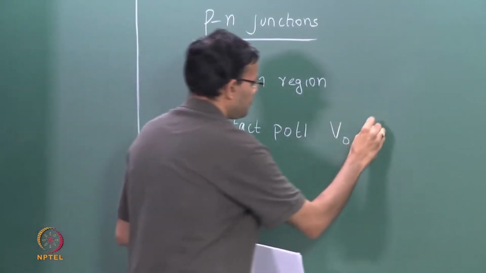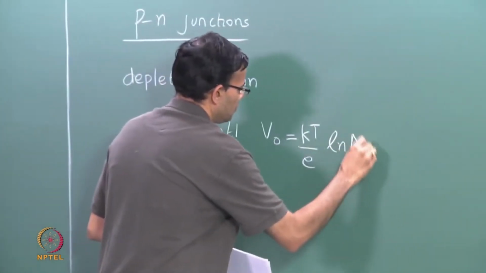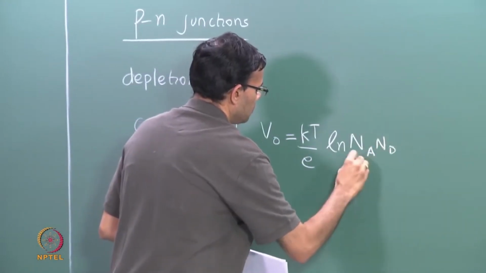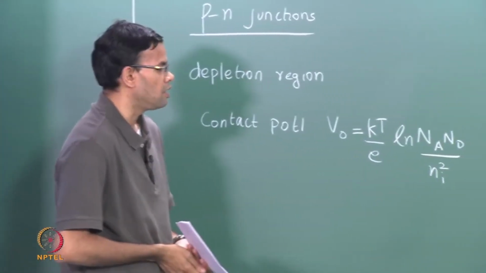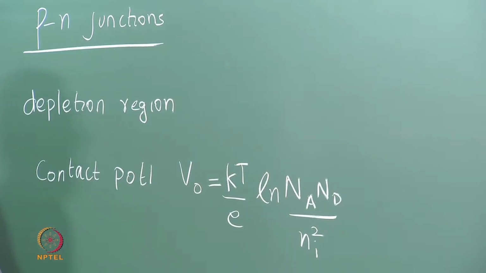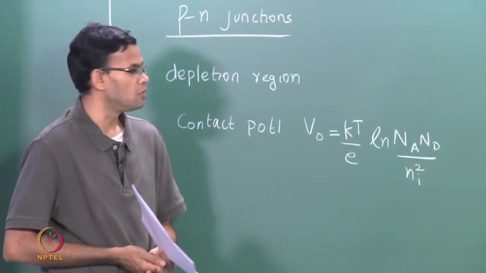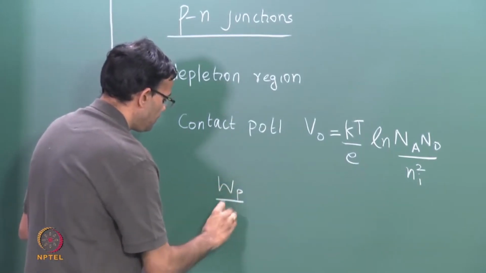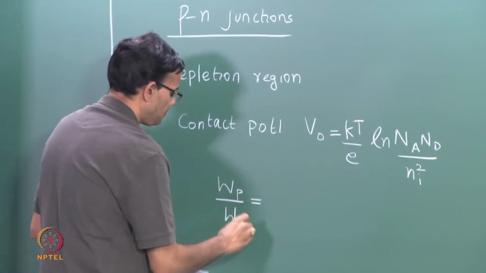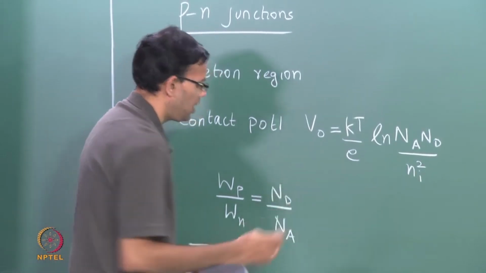V naught, where Na and Nd are the concentrations of acceptors and the donors on the p and n side. We also found that the width of the depletion region was inversely proportional to the concentration of your dopants, so that Wp over Wn is equal to Nd over Na.